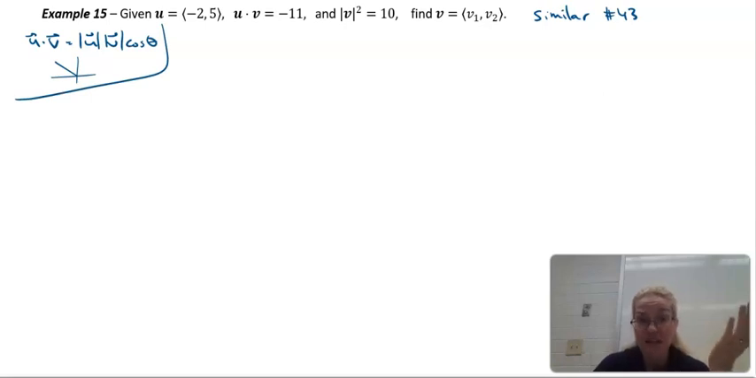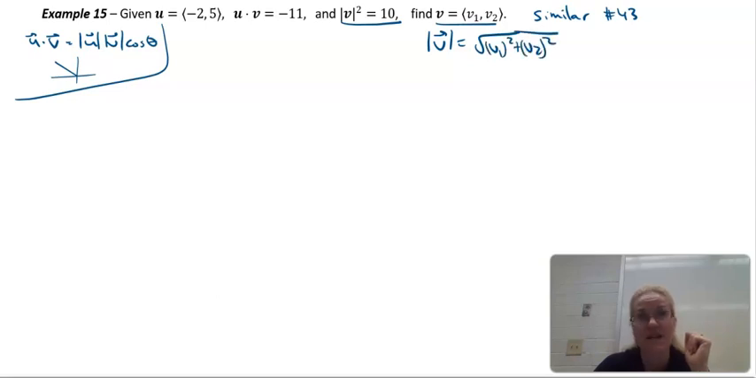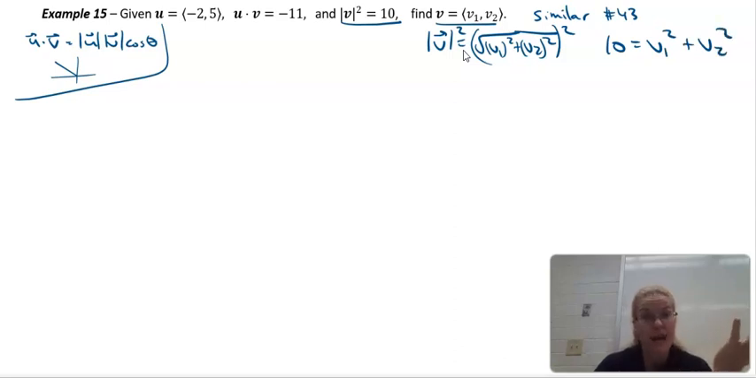The magnitude of v squared is 10, and I'm asked to find the components of v. So right off the bat, I see this and I see this and I think, okay, the magnitude of v I know is the square root of v1 quantity squared plus v2 quantity squared. And so if I am looking at that magnitude squared, all this squared just means that 10 is going to equal v1 squared plus v2 squared. So that's a quadratic equation. What else can I use?